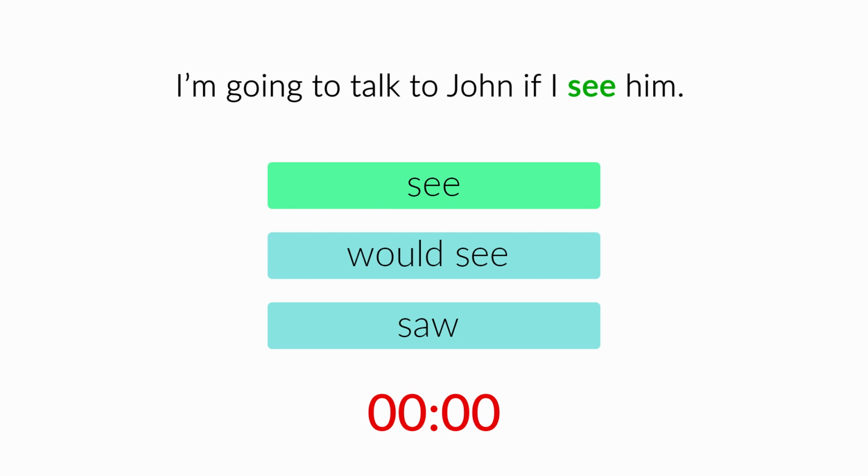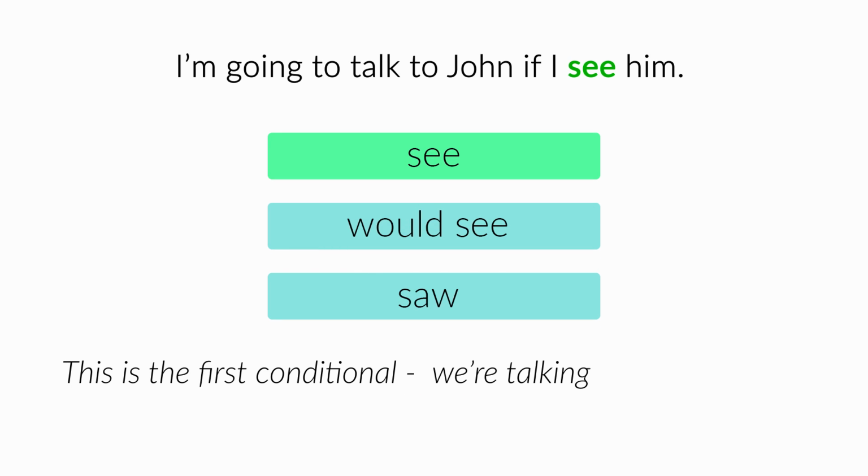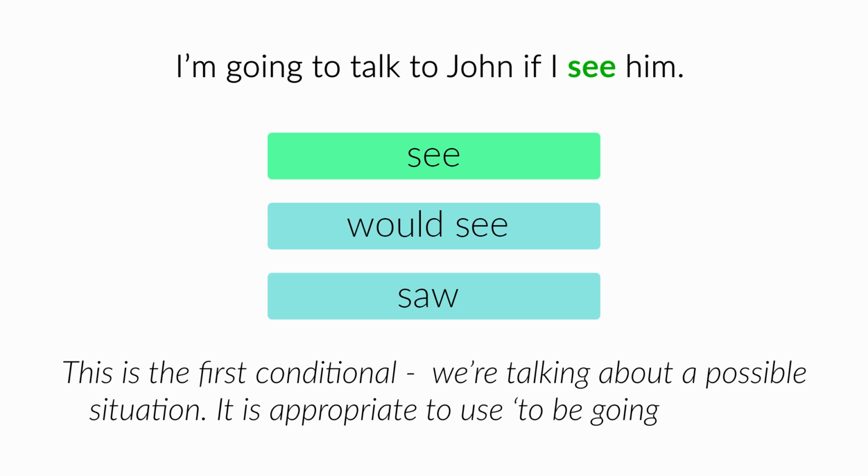I'm going to talk to John if I see him. This is the first conditional. We're talking about a possible situation. It is appropriate to use to be going to in the main clause.